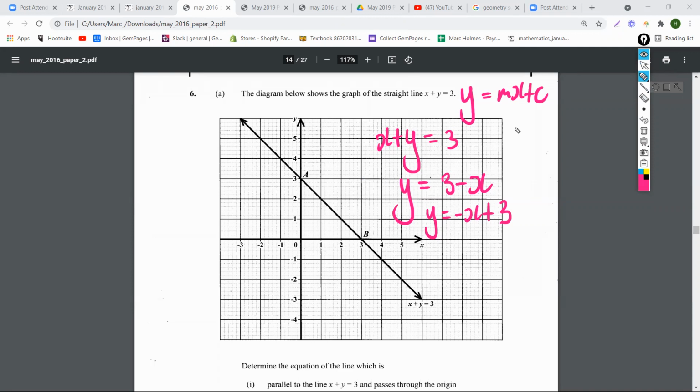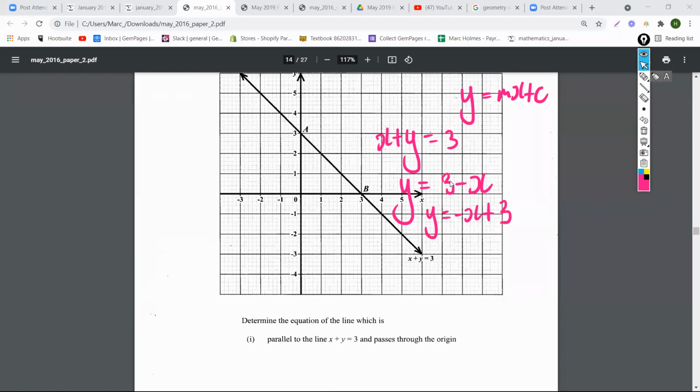So yeah, guys, this is the equation x plus y is equal to 3. I want to put it in this form, y is equal to mx plus c, because that makes my life much, much easier. So y is equal to negative x plus 3. And it says here, determine the equation of the line which is parallel to the line x plus y is equal to 3 and passes through the origin.